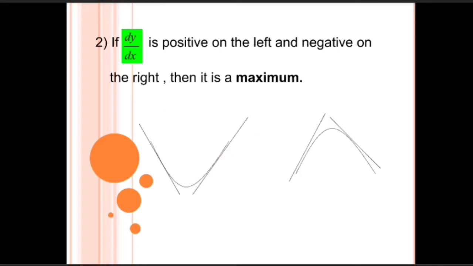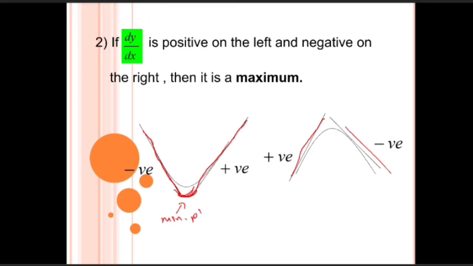Remember, when the gradient dy over dx is negative, it means that the line is going down, and when the gradient is positive, that means the line is going up. And then just trying to connect these two lines, you will see that the first graph here refers to a minimum point, and the second graph here, when we connect these two lines, refers to a maximum point.